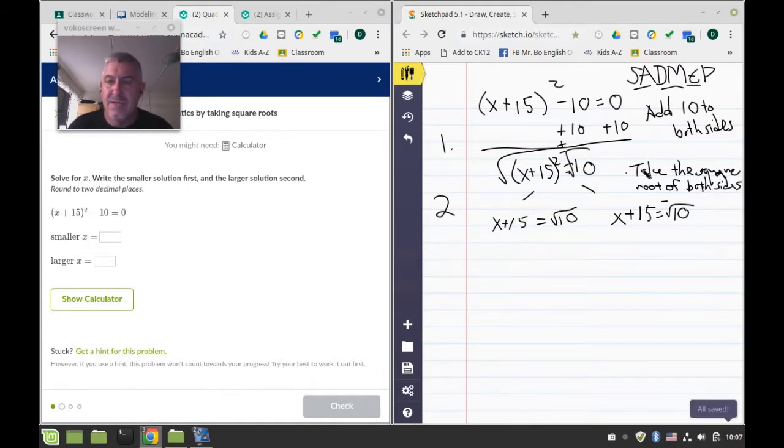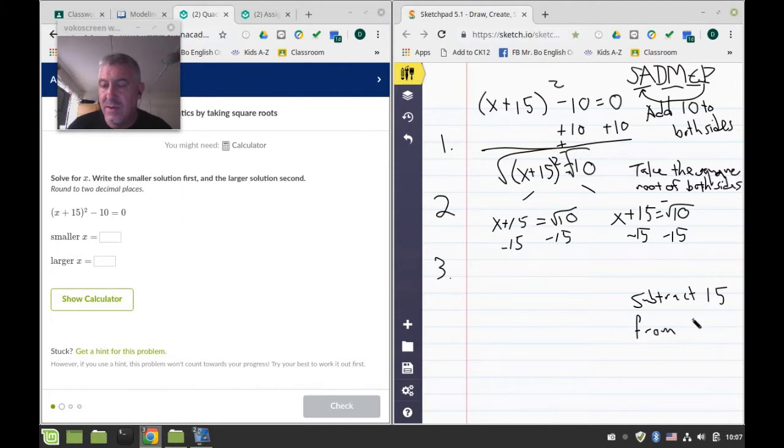Okay, so then we've broken up our parentheses, so we're going to go back and start over inside the parentheses now. And subtract 15 from both sides. So that's my step 3. Step 3 is subtract 15 from both sides. You'll see why I'm doing this here next video. Kind of get you ready for that.